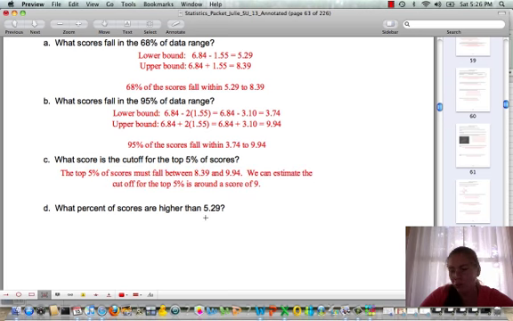Now it's asking us what percent of scores are higher than 5.29. So if we look back at 5.29, that was our lower bound for 1 standard deviation.